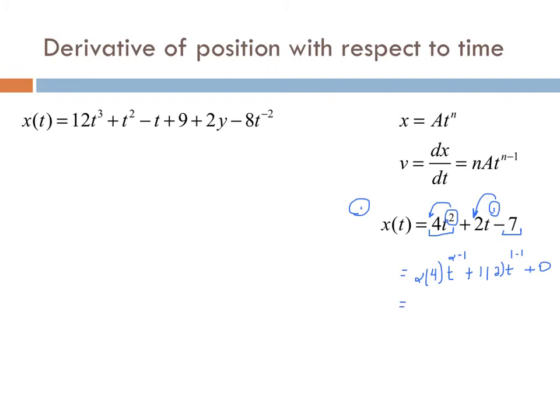So to clean this up, again, this is the derivative of our position function with respect to time. Another way to say that is the instantaneous velocity function. So this becomes 8t plus 2.